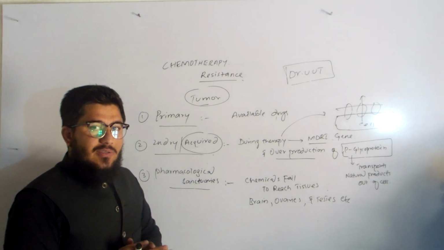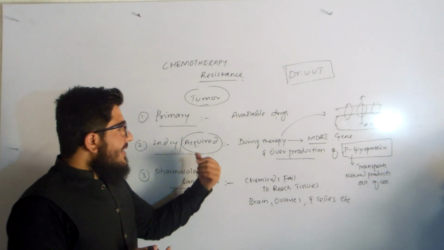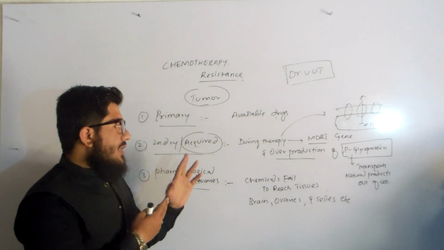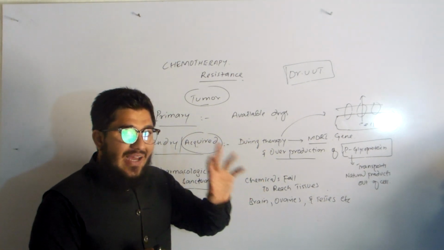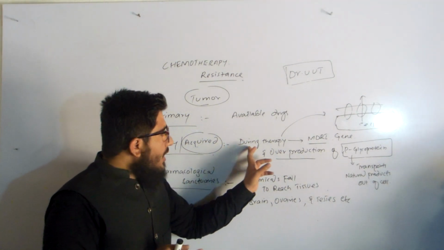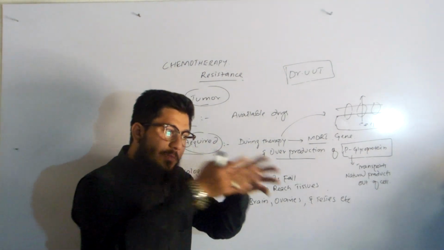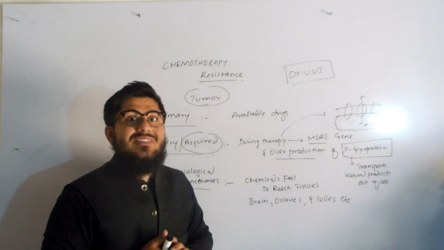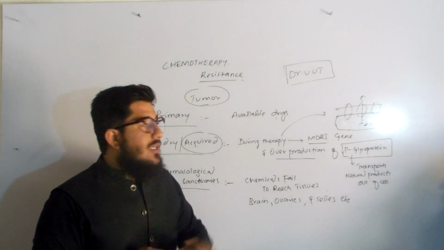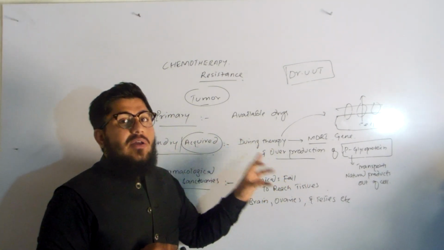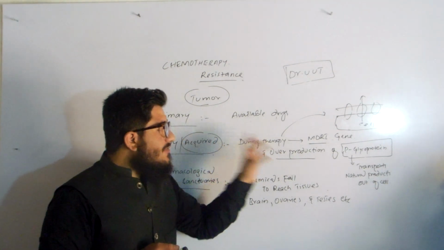Acquired resistance. What is this? Secondary one or acquired? The name itself is telling you, just concentrate. It is acquired, means that it is the resistance that a tumor or a cell shows during the therapy for the specific chemotherapy. Chemotherapy you are giving to the patient and the patient shows resistance, or the tumor shows resistance, or the cell shows resistance. This is called acquired or secondary chemotherapy resistance, which is during the therapy.